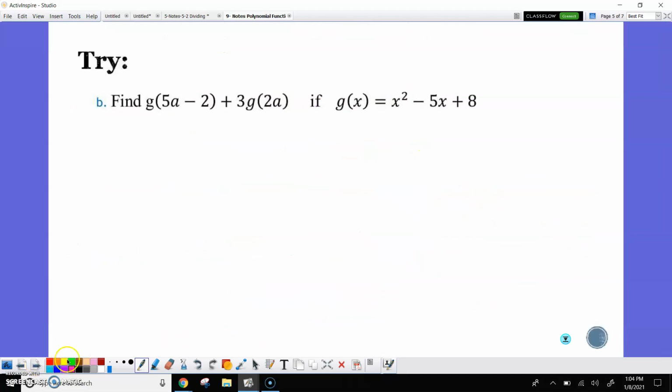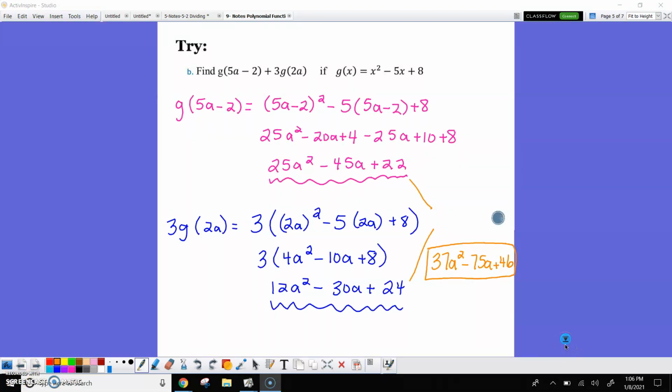Go ahead and try this one on your own. Pause the video and see what you get. Okay, so hopefully you got this answer, 37a squared minus 75a plus 46. For g of 5a minus 2, I got this. For 3 times g of 2a, we got this. And then combine those both together to get that in orange.